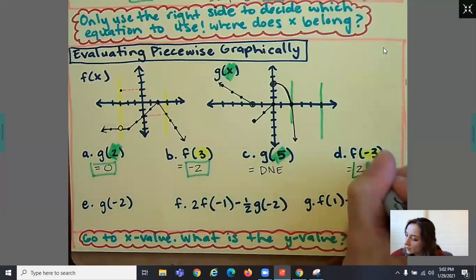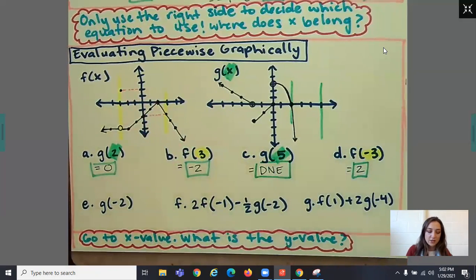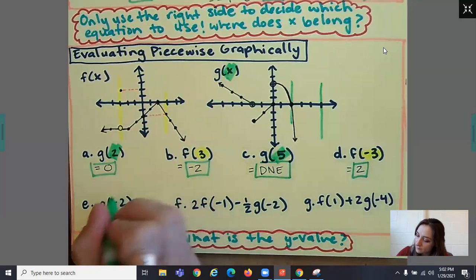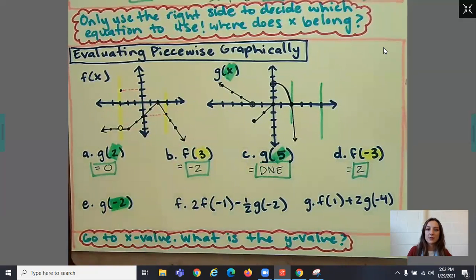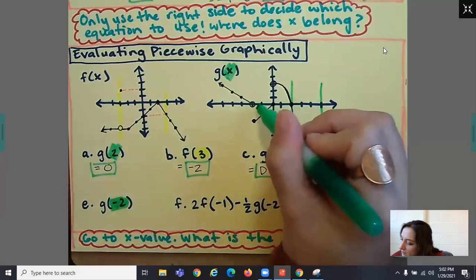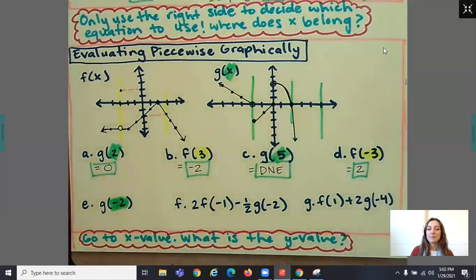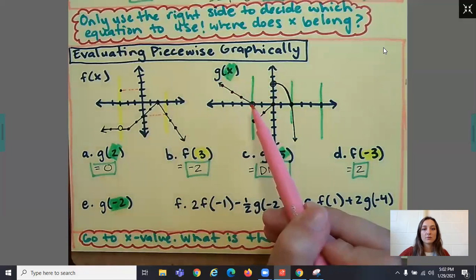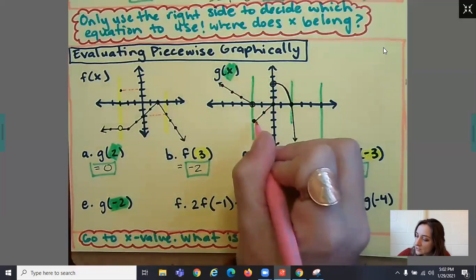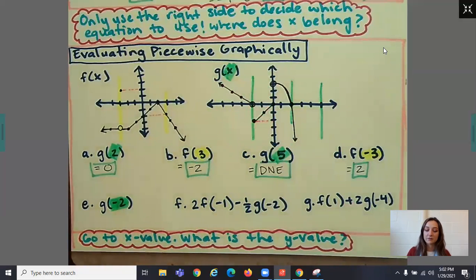Okay, let's do another one. G of -2. So I'm going to go to -2 on G, 1, 2, and I'm going to draw my straight line. Same thing is happening here, but one of the points is a hole. So this is our hole. That means we're going to use this point down here, which is at the Y value of -2.